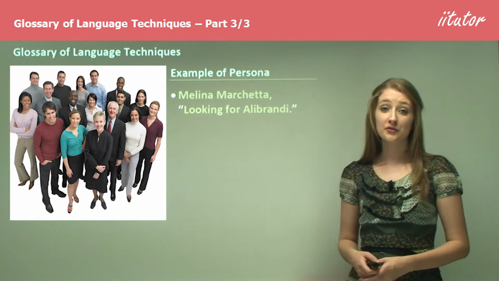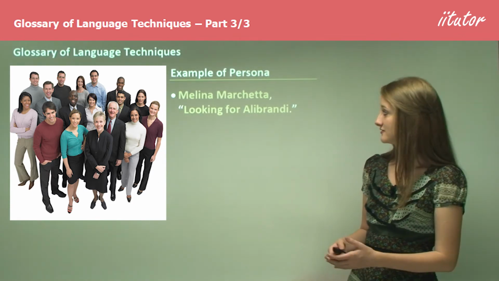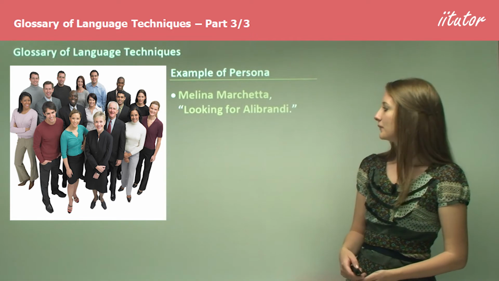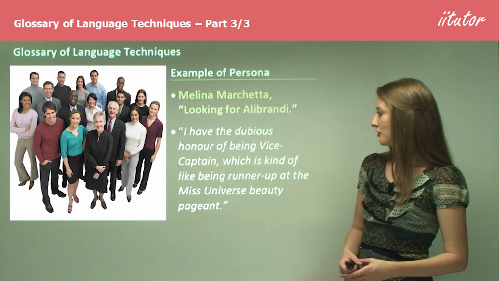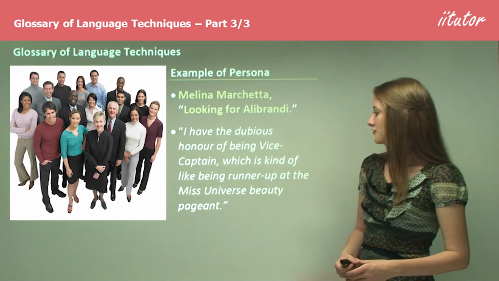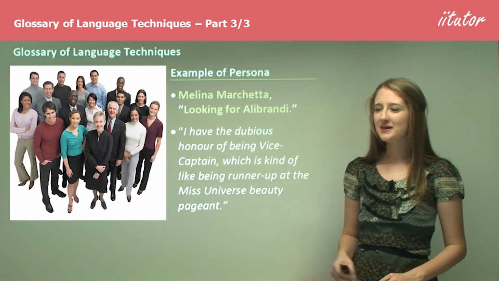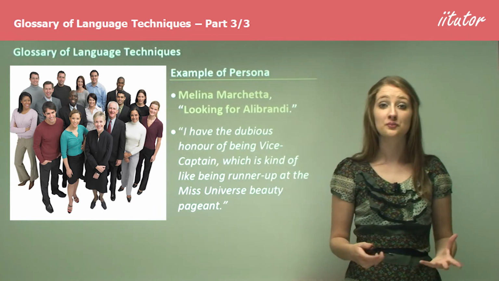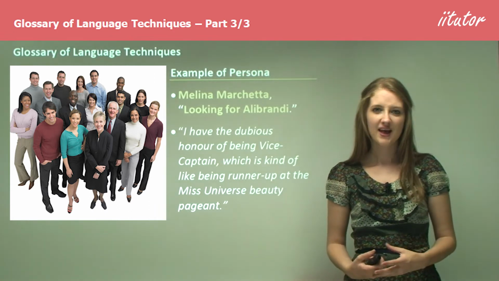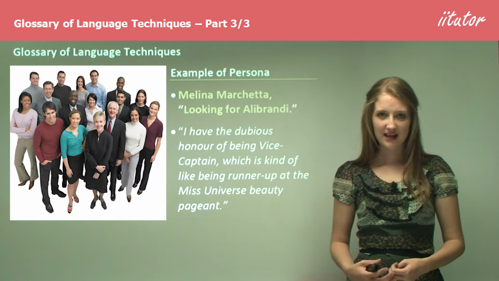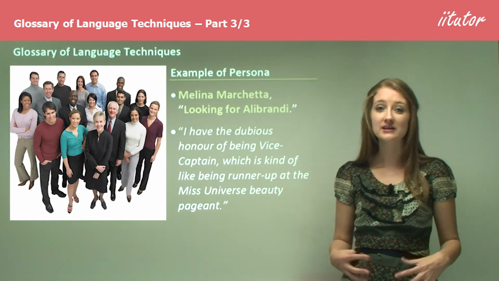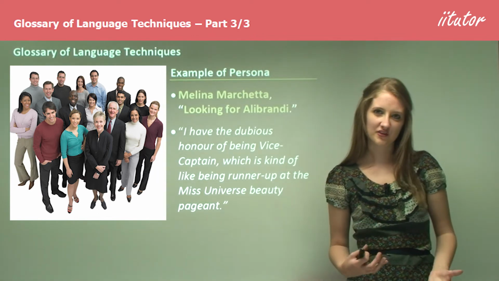So, example of persona, if we look at Melina Marchetta's text, Looking for Alibrandi, the line, "I have the dubious honour of being vice captain," which is kind of like being runner-up at the Miss Universe beauty pageant. So we get that sense of I there, we're getting the perspective of the main character, Josie. And through her persona that's being created, we're seeing humour, we're seeing a bit of cheek, a bit of spunk. That's how persona is created.